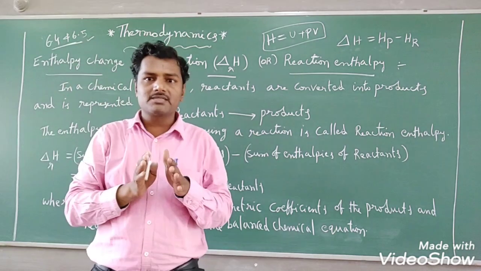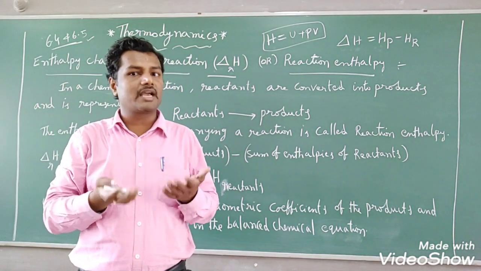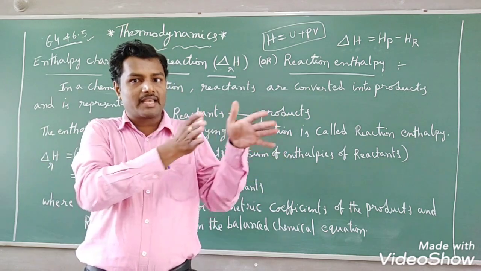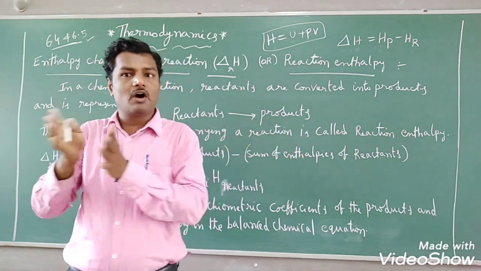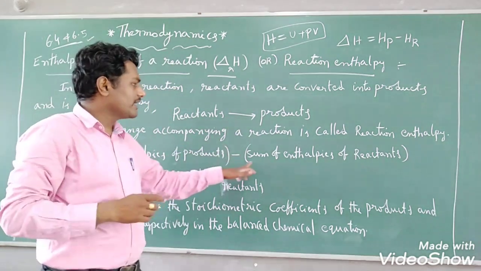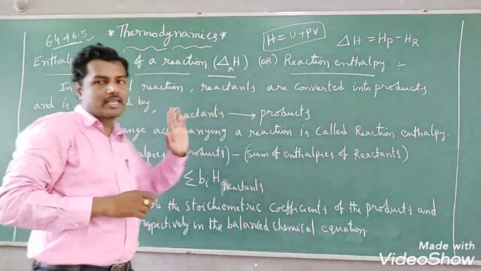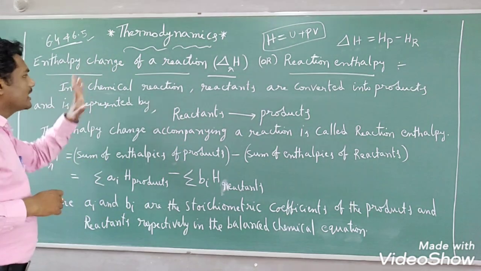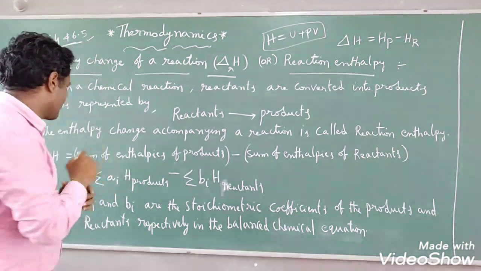Why have we used "sum of" here? That means reactants means not only one reactant; in some reactions more than one reactant is present. So it is the sum of all the reactants or the sum of all the products. So the sum of enthalpies of all the products minus the sum of enthalpies of all the reactants is nothing but what? Delta H R. That is what? Enthalpy change of a reaction.